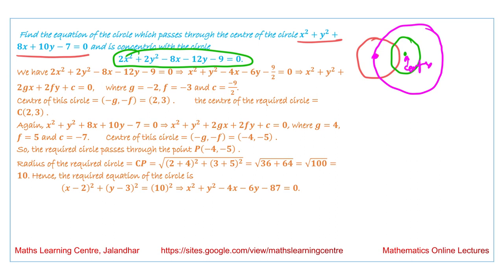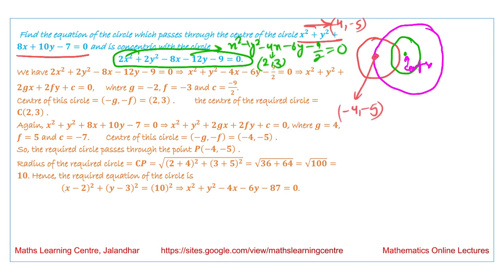So if we look at this equation, we can write it in the form x square plus y square minus 4x minus 6y minus 9 by 2 is equal to 0. So the center of this circle is given by the coordinates 2, 3. The coordinates of the center are 2, 3. And the coordinates of the center of this first circle will be minus 4, minus 5. We are saying this point we have is minus 4 comma minus 5, and this point, the center of this circle, is 2 comma 3. So we are interested in the equation of this circle.